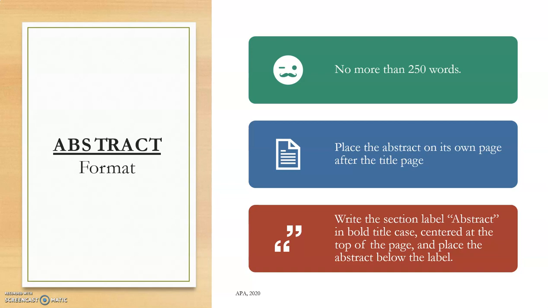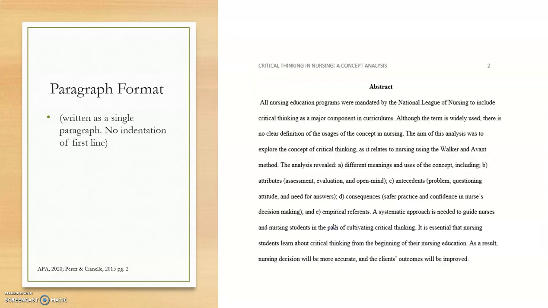Now, the abstract should be written in a format. The word abstract should be written in title case, which means the first letter is in uppercase and the rest of the letters are in lowercase. It should be centered on its own page, a separate page by itself, and it should be bold. That's the difference between the 6th edition and the 7th edition. In the 6th edition, it was not bold. In the 7th edition, it is.